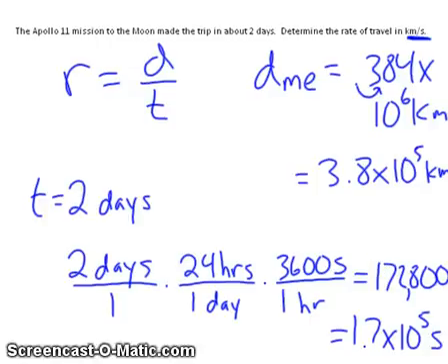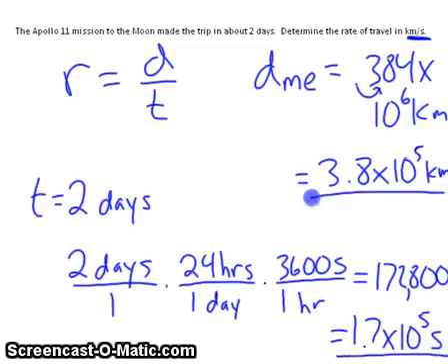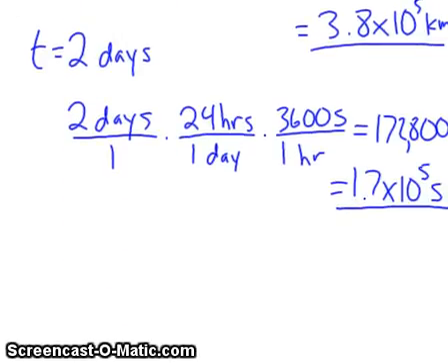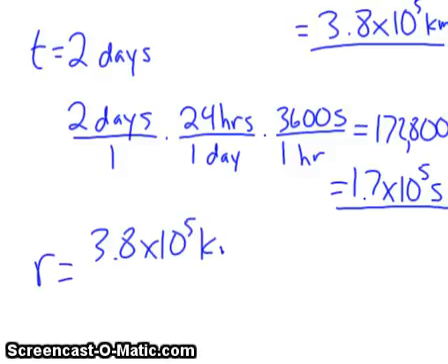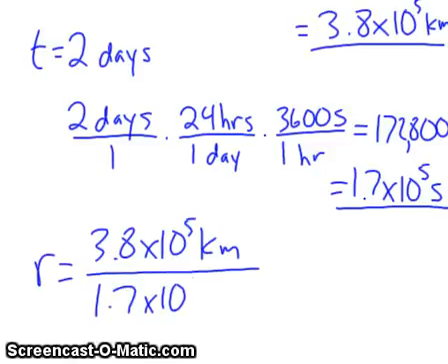So now we have our distance. Okay, we have our distance here. We have our time. So I can figure out my rate is just distance divided by time. You'll see something that happens here.